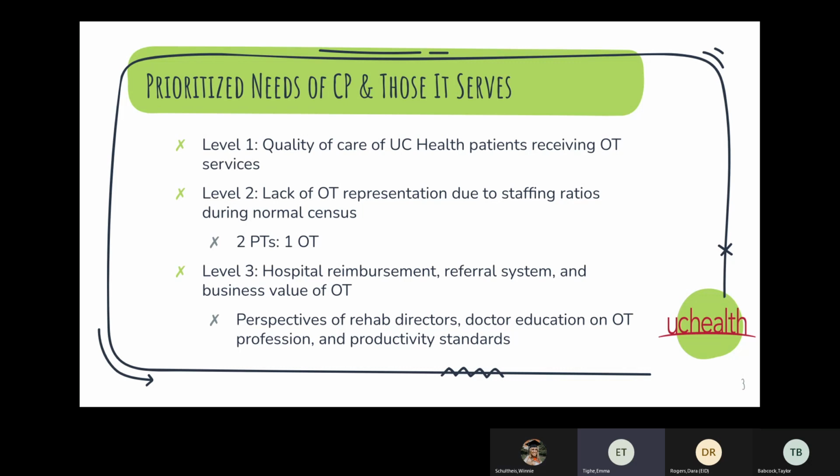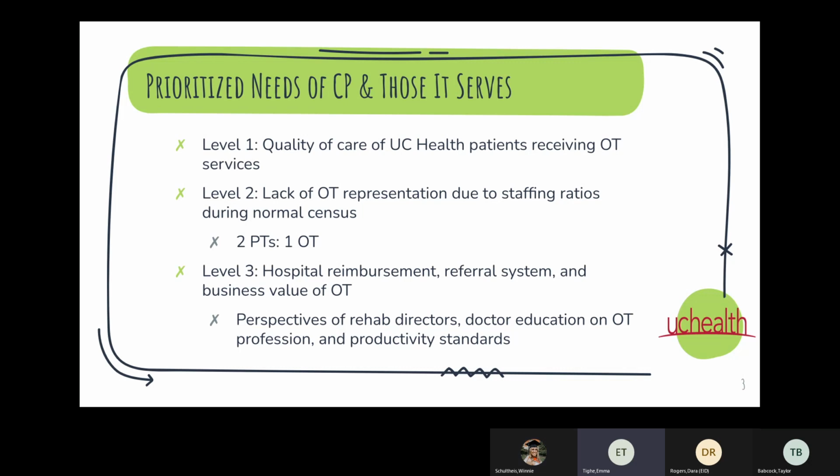Our level 2 need is the lack of OT representation due to staffing ratios during the normal census, and that is 2 PTs to 1 OT. The lack of representation can also lead to being under-resourced, or not having enough resources, which then leads to the OT staff feeling overworked and unable to give each patient the highest quality of care due to the time restraints and the caseload. And our level 3 need is organizational in nature: our hospital reimbursement, referral system, and business value of OT.